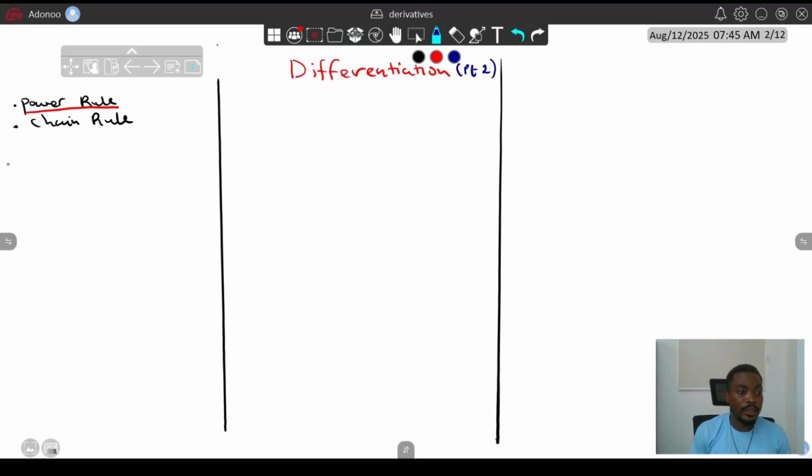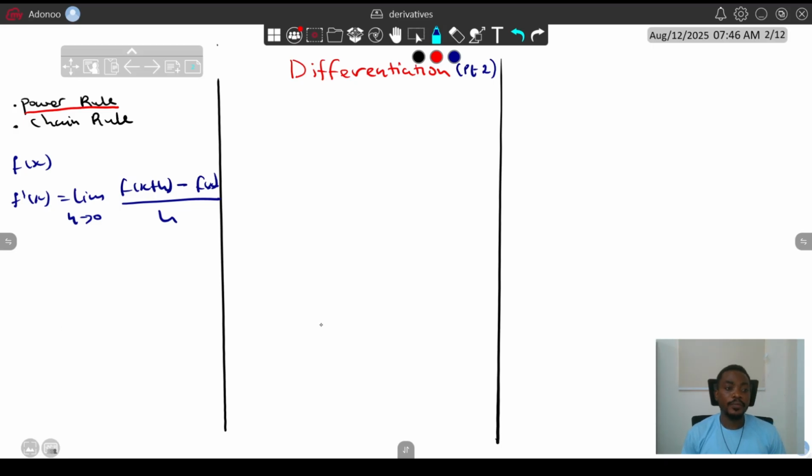last time we said that if you are given a function f of x, then f prime of x will be the limit as h approaches 0 of f of x plus h minus f of x, all over h. Sorry, this is minus.